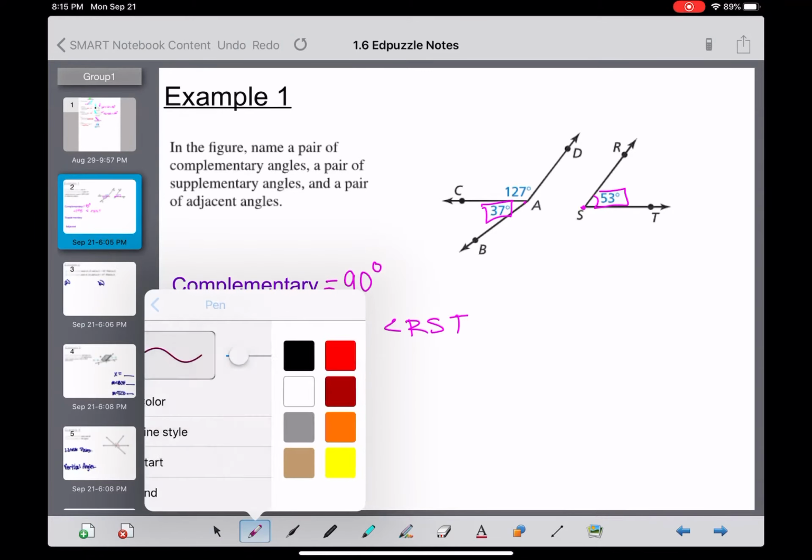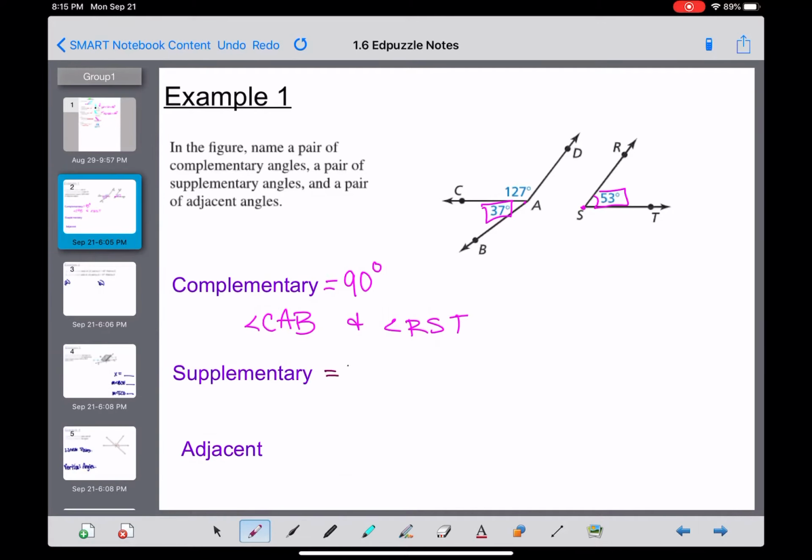Supplementary angles add up to 180 degrees. So I need to find two angles whose sum is 180, and that would be 127 and 53. The 127 angle is angle CAD, and the 53 degree angle is angle RST.